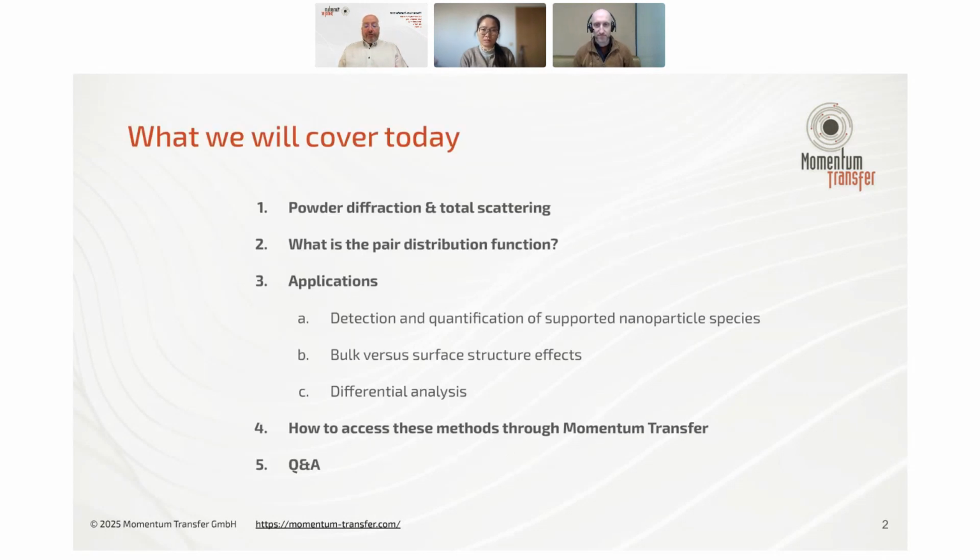Again, I will go real quick because Max has so much to cover through our agenda. So we will cover powder diffraction and total scattering, what is pair distribution function, and then have a bunch of applications. You will see how to start with PDF right away using Momentum Transfer, and then we get into Q&A.